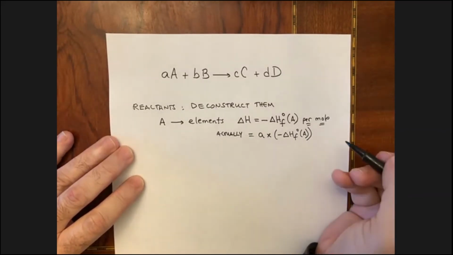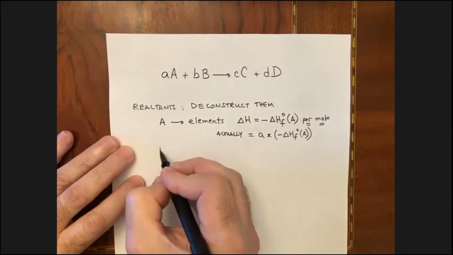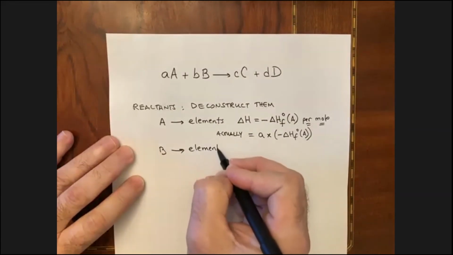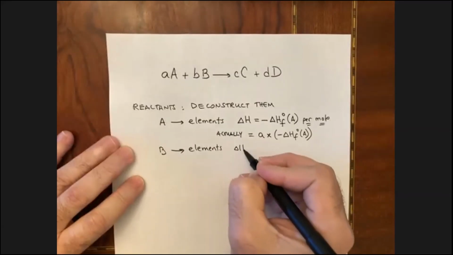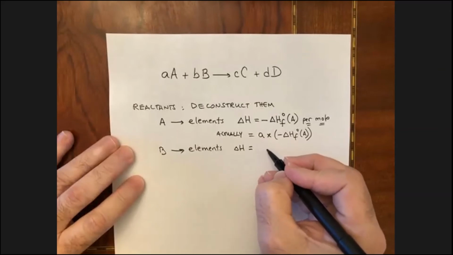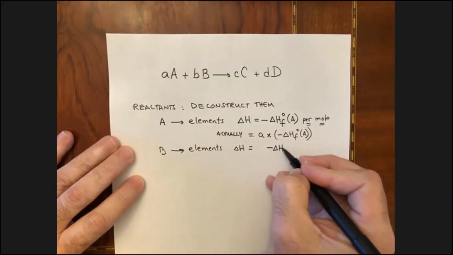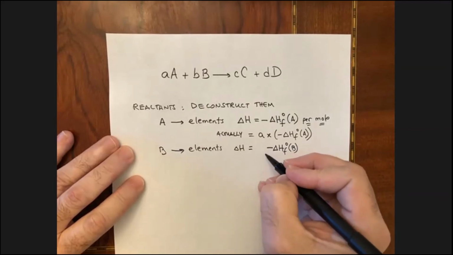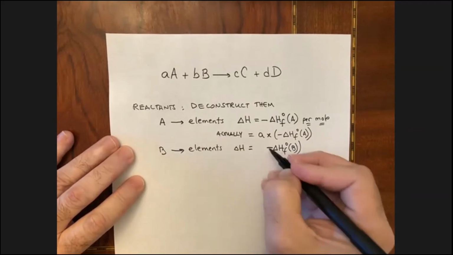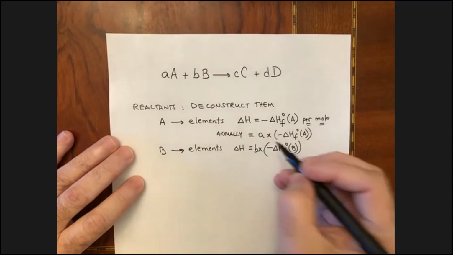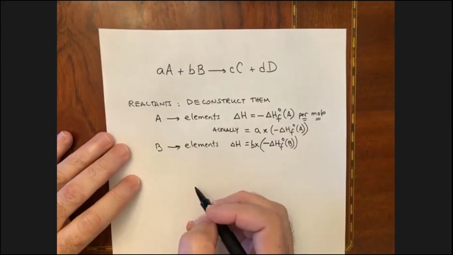All right. Let's do the same thing for B now. B would be converted into elements. And the delta H for that would be the minus the delta H of formation of B times small b moles of that guy, right? Okay. Now let's see what we're going to do with the products.